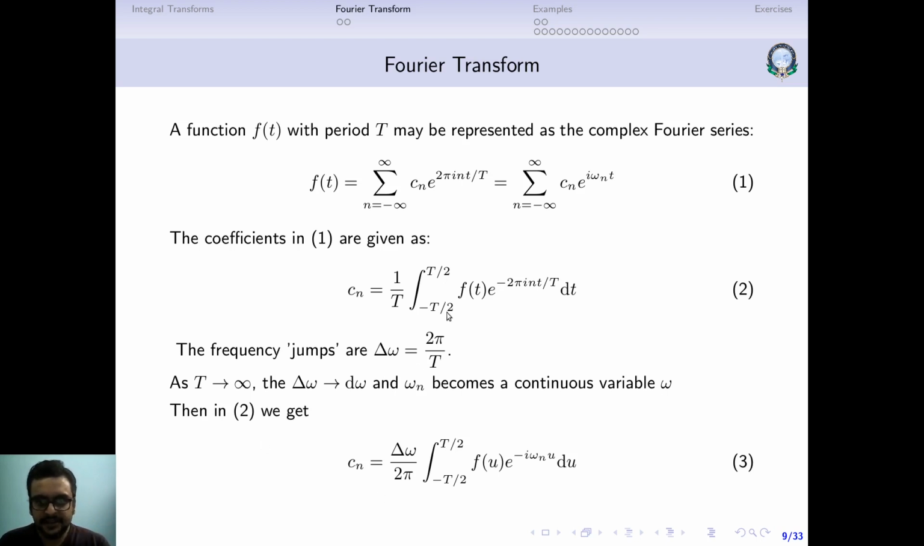So then what will equation number 2 become? In equation number 2, we just substitute 1 by T is equal to delta omega by 2 pi. So I take this T here, and then 2 pi by delta omega, and then you are taking 1 by T, so we'll get delta omega by 2 pi. So we just replace 1 by T with delta omega by 2 pi. The limits will be minus T by 2 to plus T by 2.